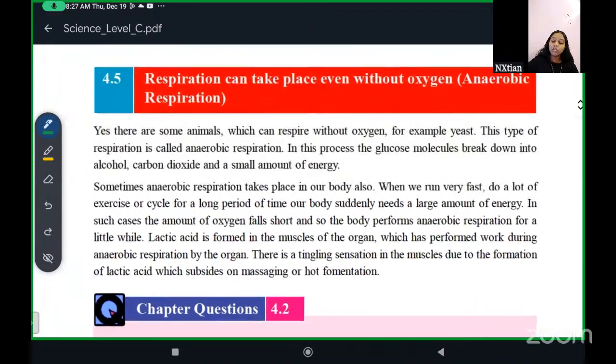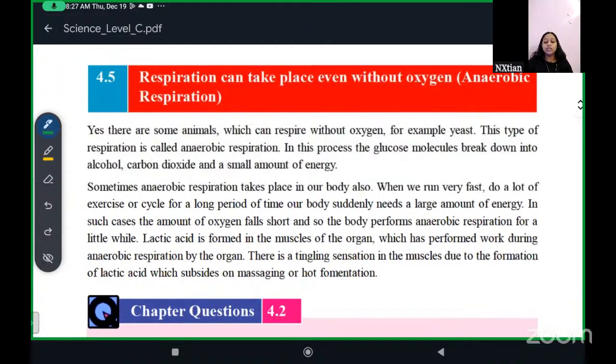Now, there is a respiration which can take place even without oxygen. This is known as anaerobic respiration, a respiration which happens without oxygen. There are some organisms which can respire without oxygen, for example, yeast. In this process, glucose molecules break down into alcohol, carbon dioxide, and a small amount of energy.